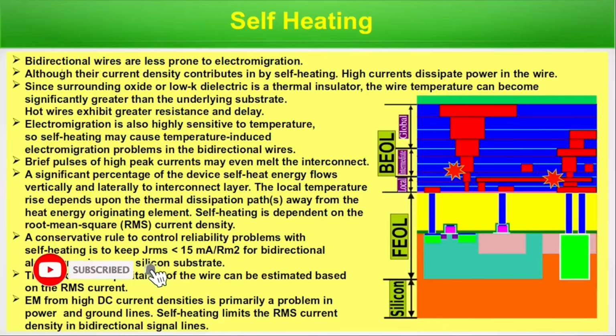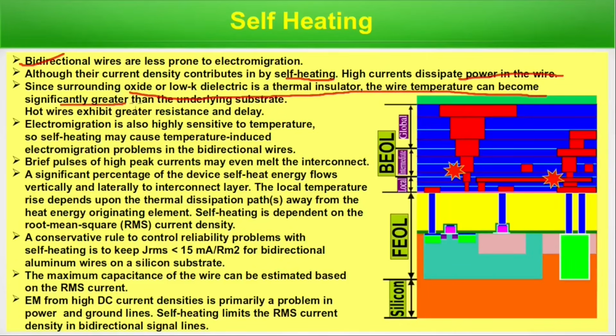Now, self-heating. Bidirectional wires are less prone to electromigration, although their current density contributes by self-heating. High current dissipates power in the wire. If high current is flowing, it creates heat. Since surrounding oxide or low-K dielectric is a thermal insulator, the wire temperature can become significantly greater than the underlying substrate. So around interconnect, there are low-K dielectrics. Dielectrics are electrical insulators and they are thermal insulators also. So they do not carry away that heat. Continuously, heat gets generated and that cannot get dissipated.